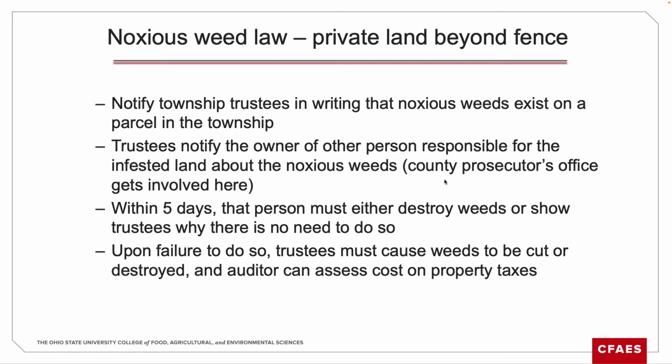So this can be a time-consuming step. I think the county prosecutors get involved in how that letter is going to be written and what that contact looks like, and in some cases they've dragged their feet to the point that weeds have gone to seed. Within 5 days after the person managing that land gets a letter, they have to either destroy weeds or show trustees why there's no need to do so. And if they don't, trustees can cause the weeds to be cut or destroyed, and then the auditor can assess the cost on property taxes. So there's multiple places here where this can break down.